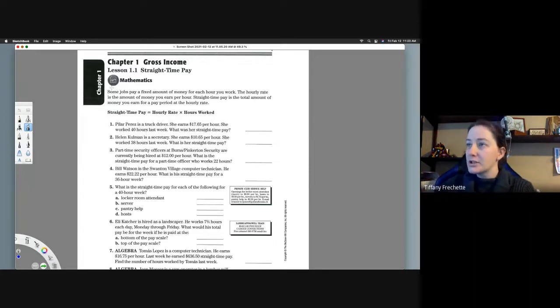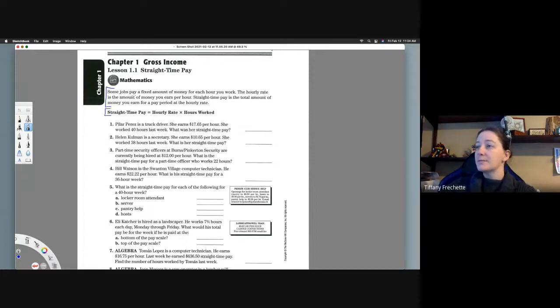So all of these worksheets start off with this little blurb here at the top, which is basically a summary of the section. And then they'll give you a little formula here at the top. Again, not always. They don't always give you every formula that you're going to need. So make sure you're paying attention to that book.